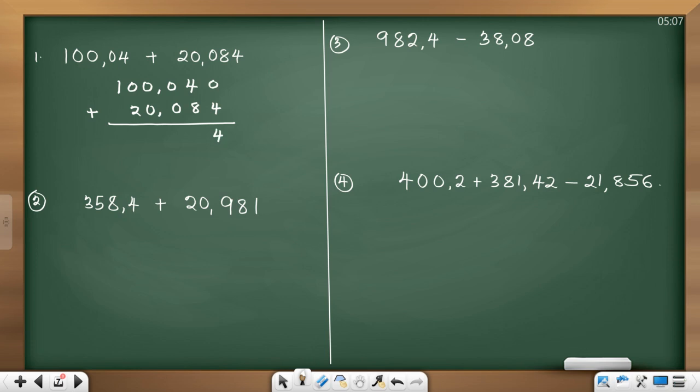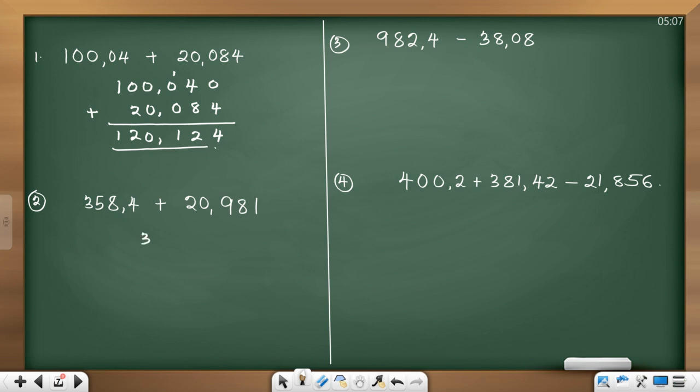0 plus 4 is 4. 4 plus 8 is 12. And I take the 1. And 1 plus 0 would give me 1. My comma remains where it is. 0 plus 0. 0 plus 2 is 2 and 1. And that is our final answer. And that is as good as done.